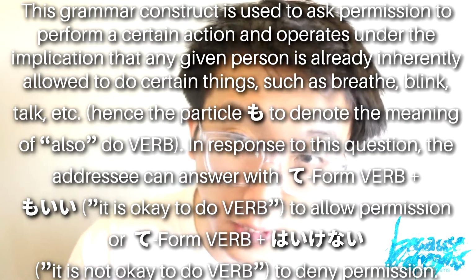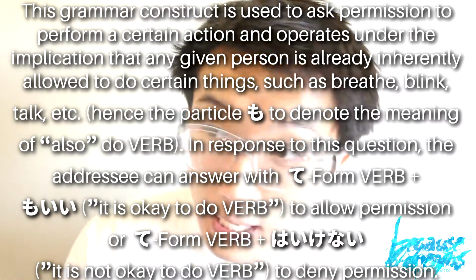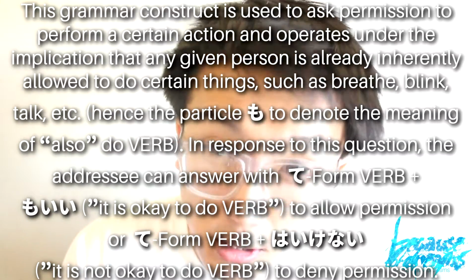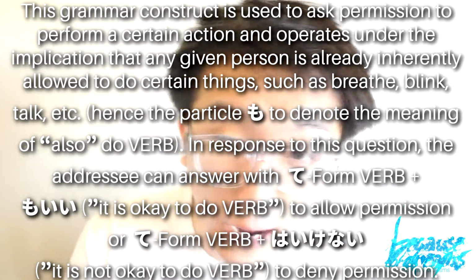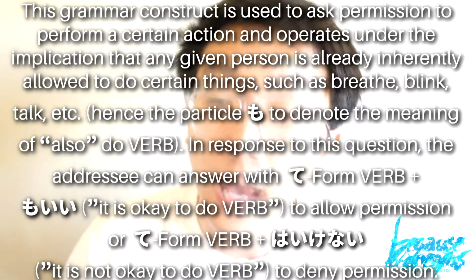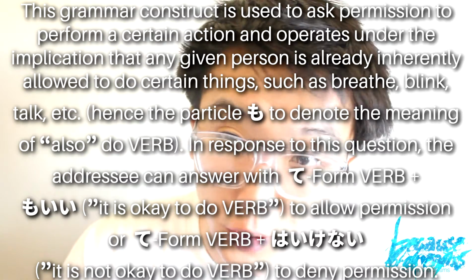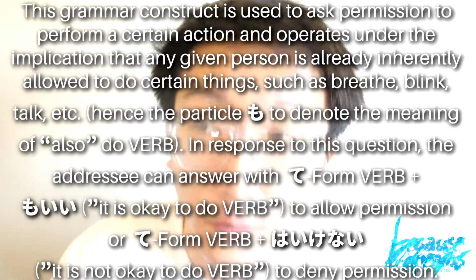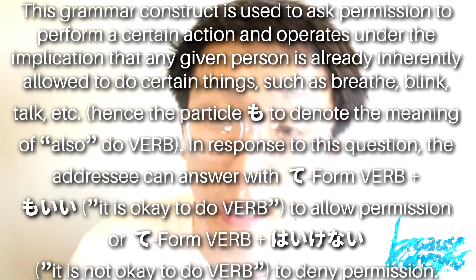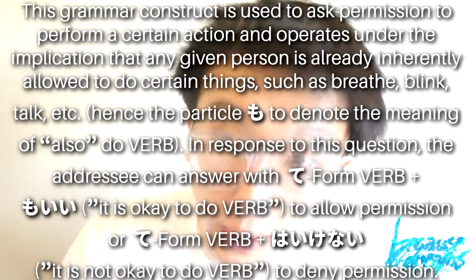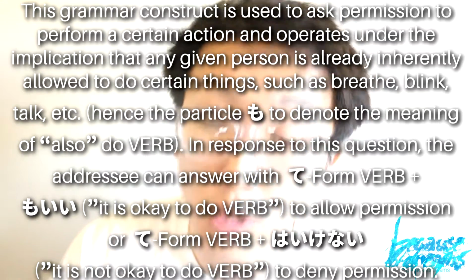And so my addressee, after I ask for permission, is going to answer with either the affirmative or the negative, as in, yes, you can do that thing that you were wanting to do, or you can't, basically allowing or denying the permission. And for either one of those, we have the proper expression as a part of this grammar construct. The first one is just going to be the te form of a verb plus mo ii desu, and that is going to be, it is okay to also do that thing that you want to do.